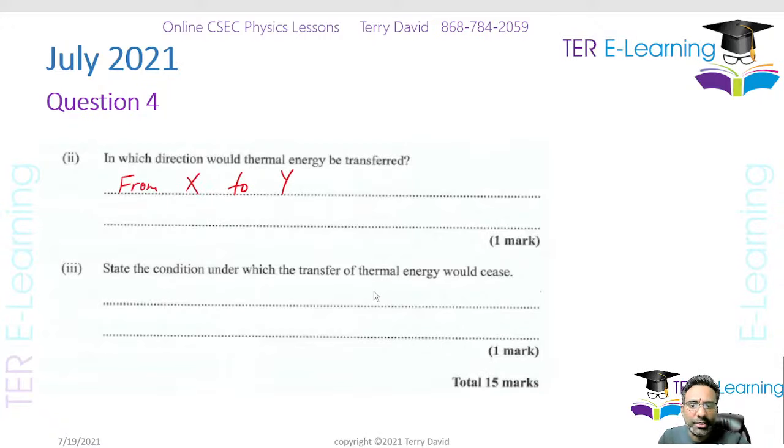Next part, state the condition under which the transfer of thermal energy ceases, right? So that part, what happens here is that when you have 2 objects and they are at different temperatures and you bring these 2 objects in contact, right? What's going to happen is that energy is going to flow from one to the next. The one that is at a higher temperature to the one that is at a lower temperature. So energy is going to flow in that particular direction, right? Now, that is going to happen for a period of time until both temperatures of these 2 blocks are going to end up at the same temperature. When they end up at the same temperature, then there is 0 net flow of thermal energy between the 2 objects, right? So therefore, they said state the condition.